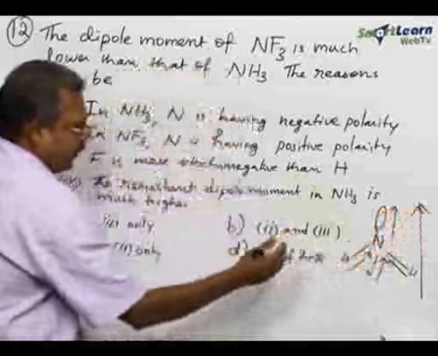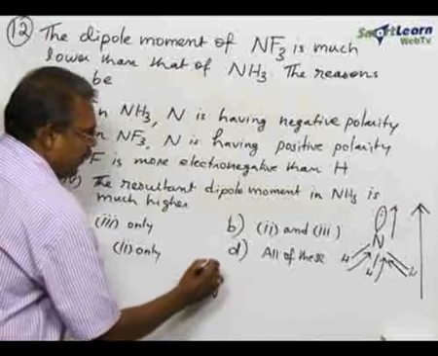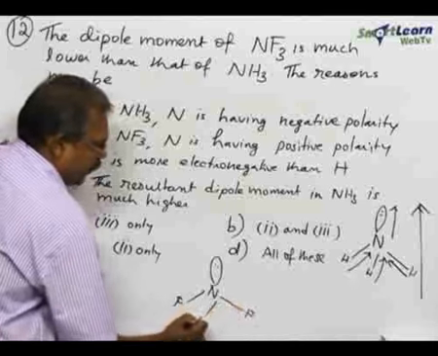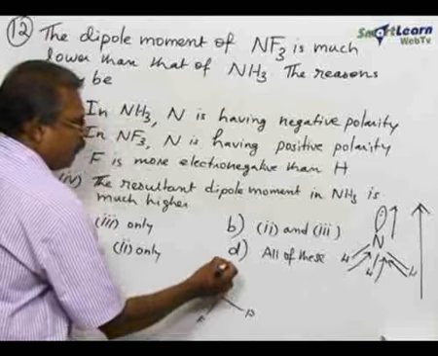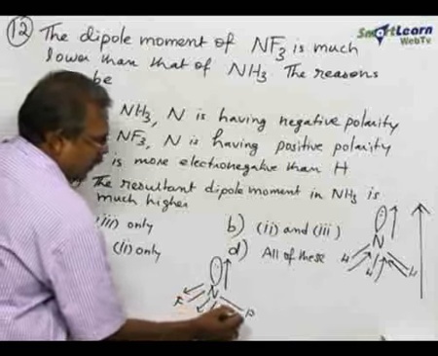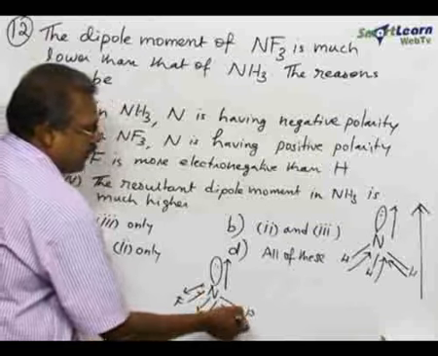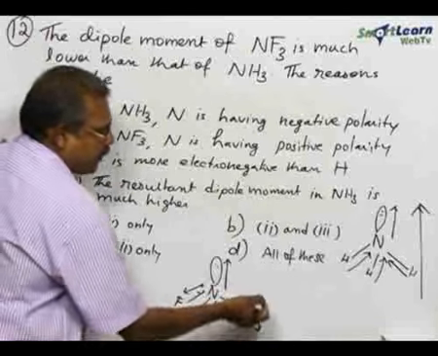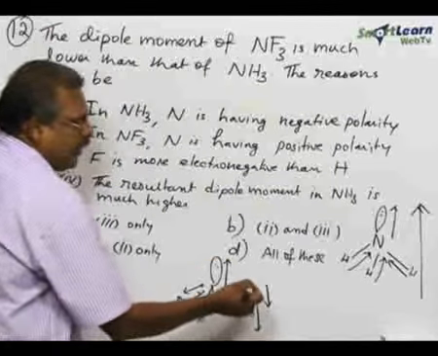But in the case of NF3, what happened? Same lone pair of electrons and F are there. But what happened? Here one dipole moment acts in one direction, all others act in the opposite direction. Therefore, the net dipole, this will give one dipole moment. Here also one dipole moment. Net resultant dipole moment will be very much less.